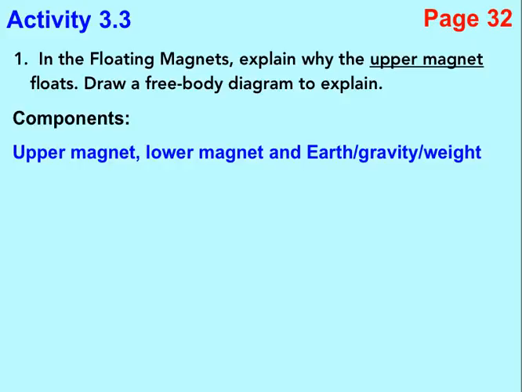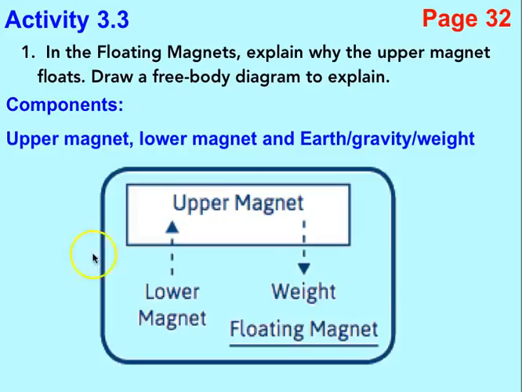Now that you've had a chance to try it, let's look at the answer key. So how did you do? You have the upper magnet, the lower magnet is pushing up, and it's a force that acts at a distance because it's a magnetic force, and then you had gravity pulling the upper magnet down. These are equal, that's why it stays put.